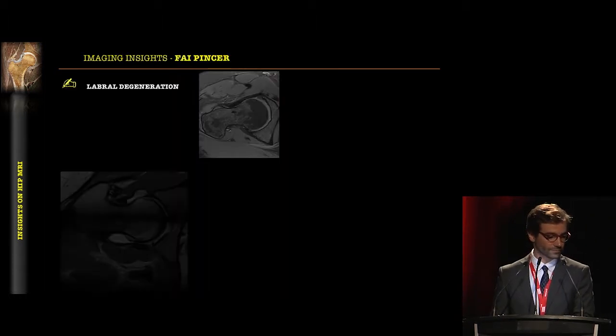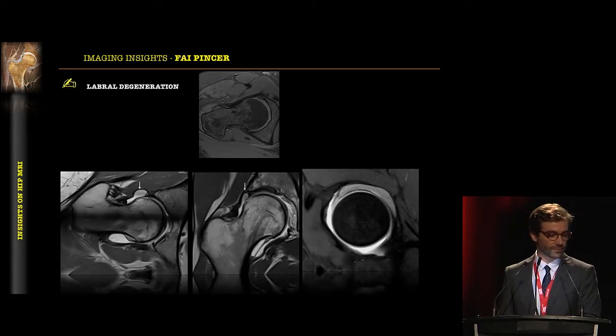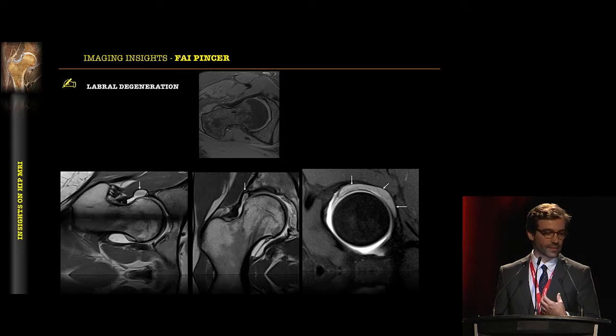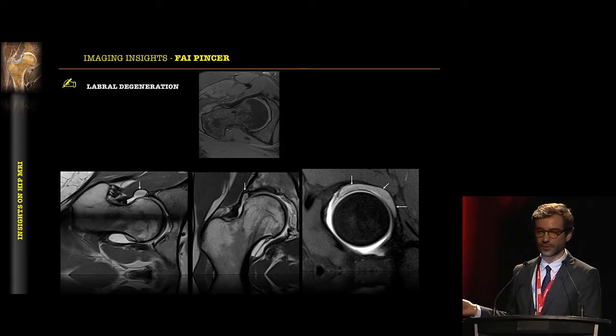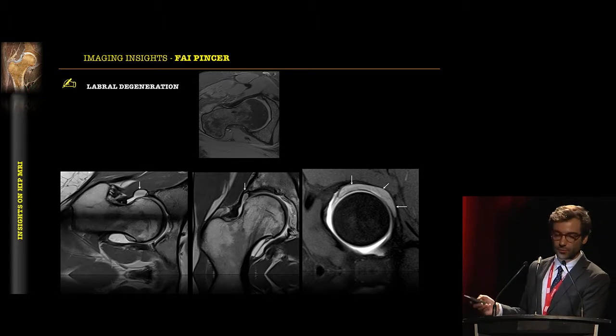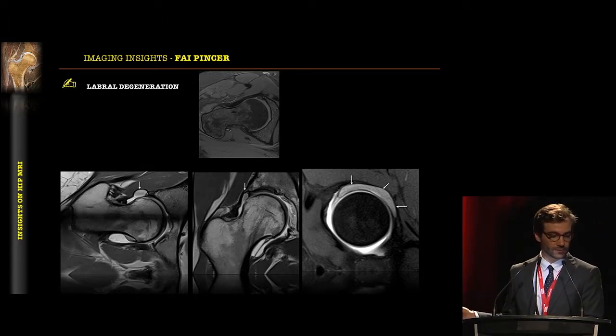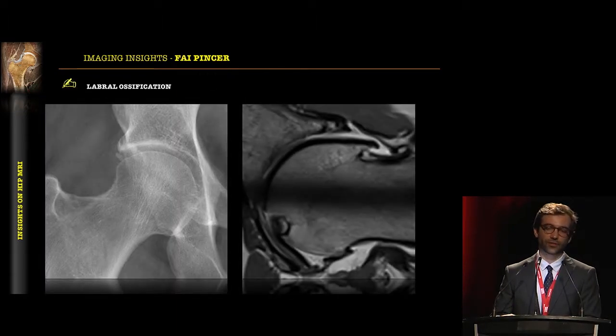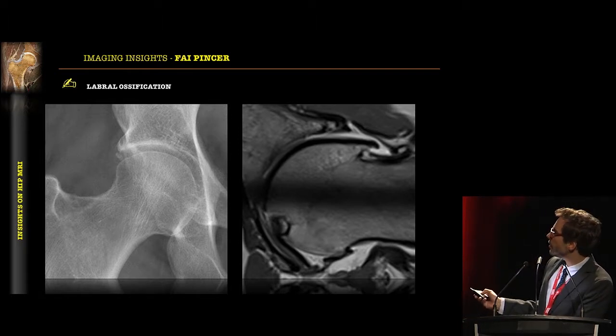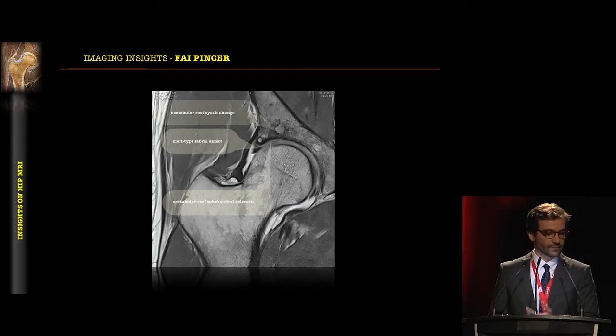Well, what's the result of the pincer type of impingement? Normally, it causes labral degeneration, which is shown as diffuse high signal intensity on the anterosuperior labrum, and in extreme cases with ganglion formation. Labral ossification is another phase of degeneration that can be easily depicted also on X-ray and on MR. Other findings that can also be found are acetabular roof cystic changes, and also roof sclerosis and labral clefts.